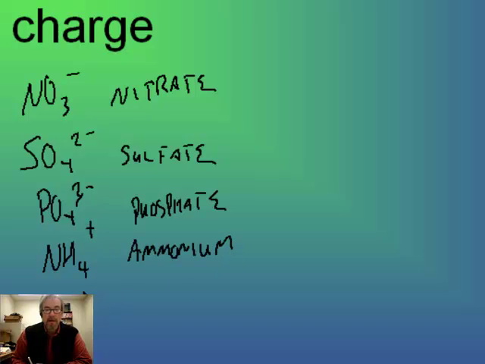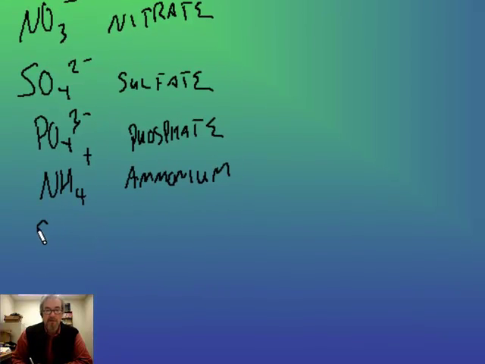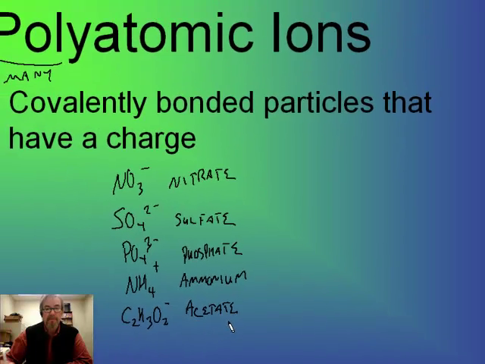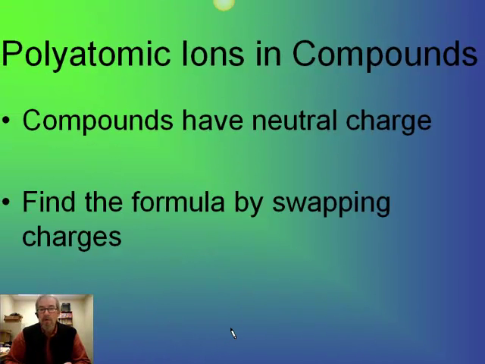And then another one, this is not quite as common, but I just want to throw this in here to show that they can be actually many-atomed. This is acetate, C2H3O2 with a 1 minus charge, which is in vinegar. Polyatomic ions, of course, will form ionic compounds because they have a charge and they're attracted to cations or anions, whatever has the opposite charge. These compounds, just like ones made from monatomic ions, have neutral charge. And just like with monatomic ions, you can find the formula by doing a charge swap.